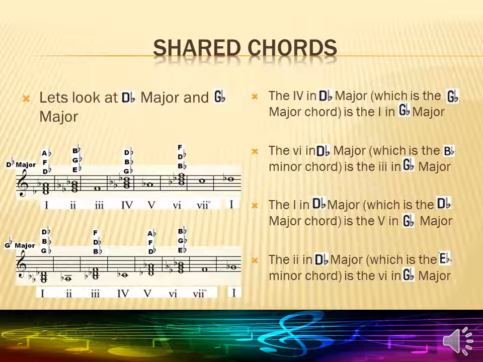The 4 in D flat major, which is the G flat major chord, is the 1 in G flat major. The 6 in D flat major, which is the B flat minor chord, is the 3 in G flat major. The 1 in D flat major, which is the D flat major chord, is the 5 in G flat major. And the 2 in D flat major, which is the E flat minor chord, is the 6 in G flat major.